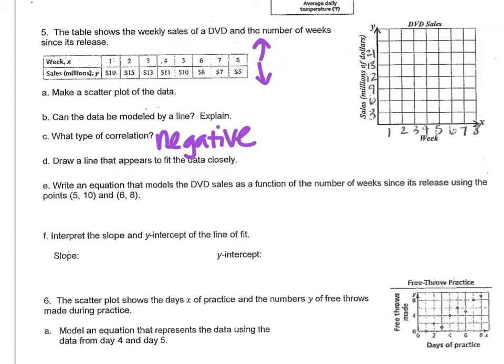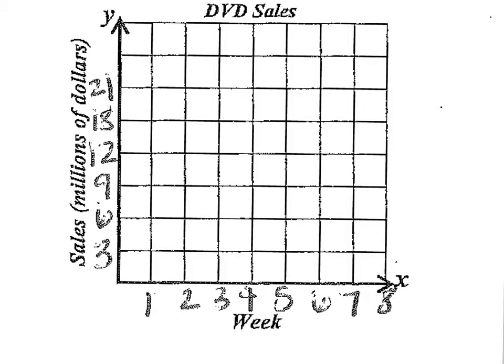Well, question A asked us to make a scatter plot of the data. So we're going to do that next. Before we can start graphing, you need to make a correction to the graph. If you'll notice on the left-hand side, on the y-axis here, I labeled this incorrectly. It should be 3, 6, 9, 12. This should be 15. The next number should be 18, and then it should be 21. And now we're going to be able to plot our points.